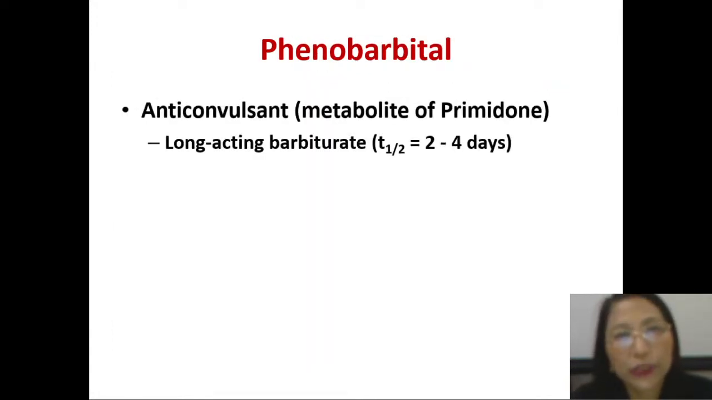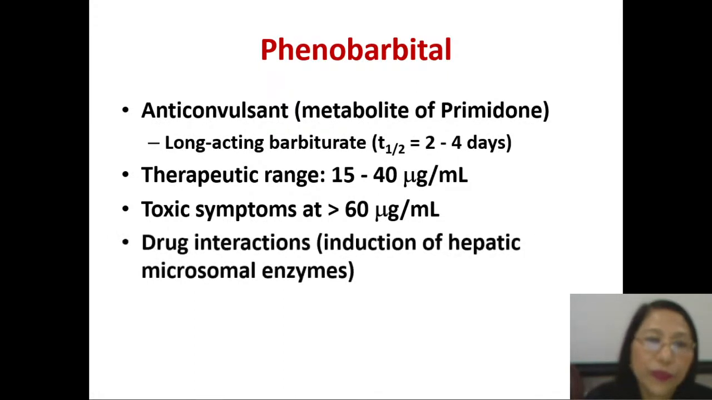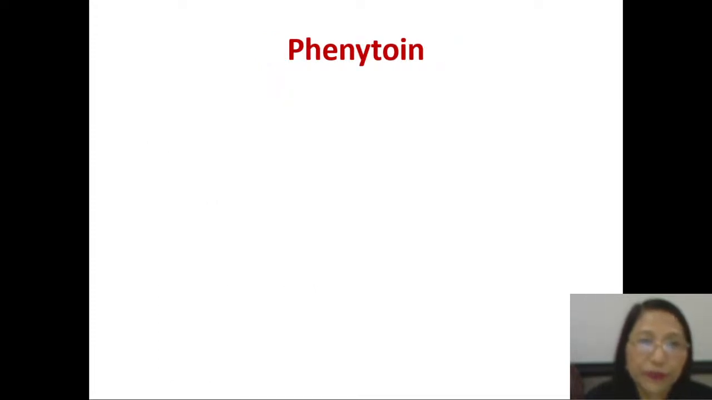So phenobarbital, as I told you, is an anticonvulsant drug. It's a long-acting barbiturate. The therapeutic range is 15 to 40, and the toxic symptoms appear at more than 60 microgram per ml. Drug interactions are also common with phenobarbital because it causes induction of hepatic microsomal enzymes.